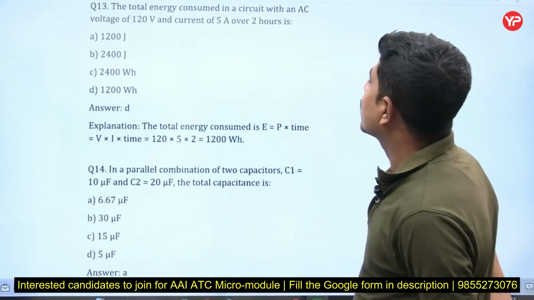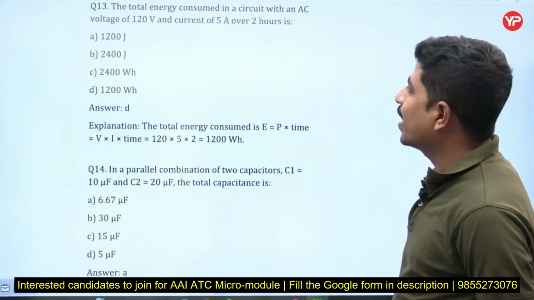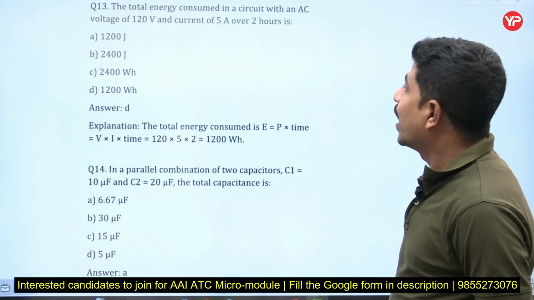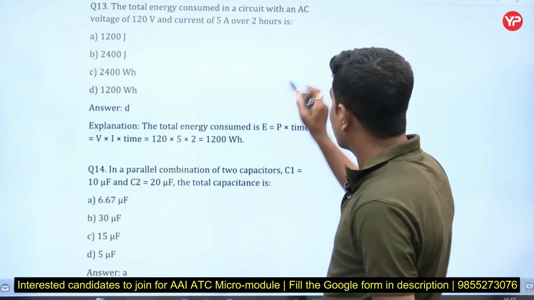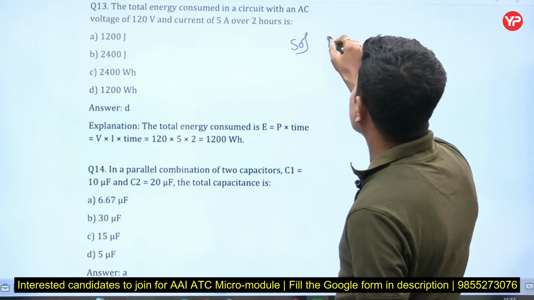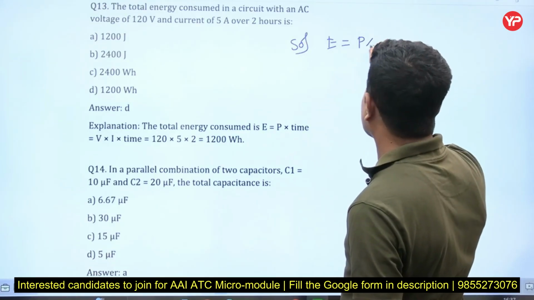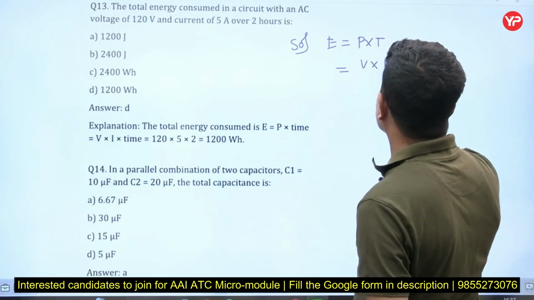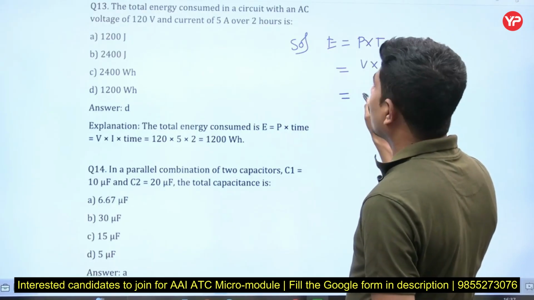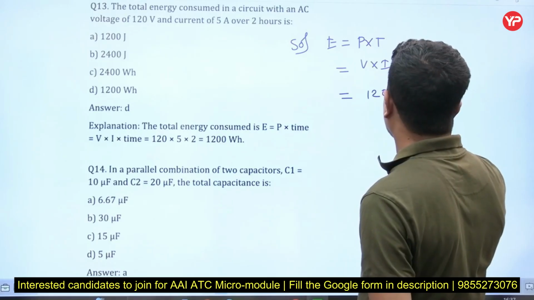The total energy consumed in a circuit with an AC voltage of 120 volts and a current of 5 amperes over 2 hours is... it's a good question. Energy is equal to power into time. Power is what? Voltage into current. So voltage into current into time. How much is the voltage? 120. Current is 5 amperes.